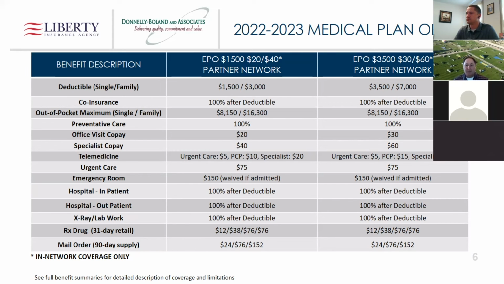This also has a prescription drug program. The most you pay for prescriptions on day one is $12 for generic, $38 for preferred brand, $76 for non-preferred brand, and $76 for specialty medications. You can get the 3-month supply. You pay for 2 months, you get the 3rd month for free.